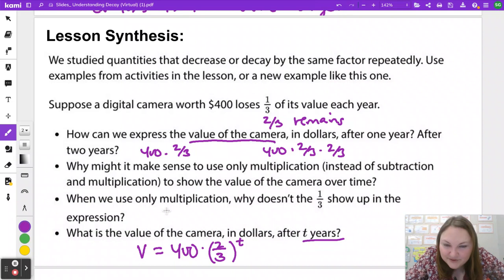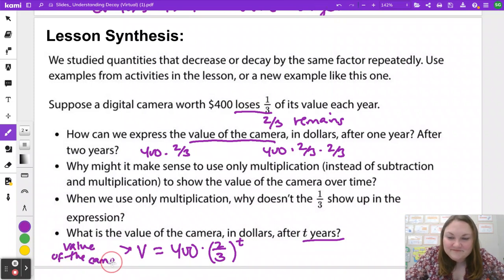And when you only use multiplication, why don't you see the 1/3 in this? Well, because 1/3, we said, is the value that's being lost, and our equation is about the value that remains. V would be the value of the camera. And so it makes sense to use the fraction that represents the value of the camera. And so that's where we get that 2/3 from.